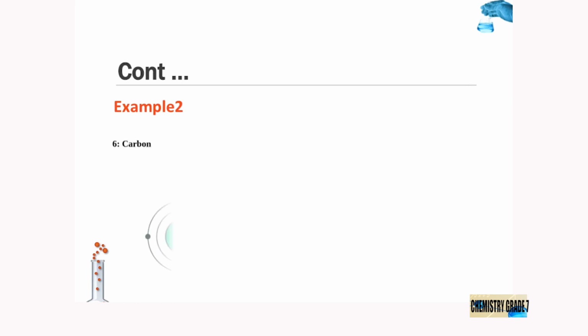Example 2, carbon. There are 6 protons in carbon, so there are 6 electrons in carbon. The first shell can only contain 2 electrons. Then there are only 4 left. They go in the second shell.